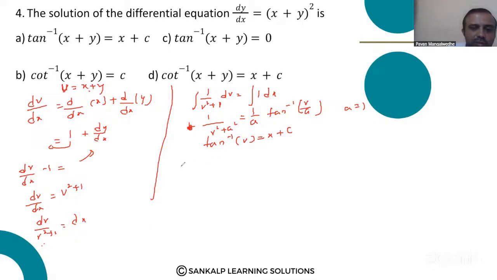Replacing v with x plus y, what will happen? Wherever v is there, substitute it as x plus y, which is equal to x plus c. So option A is the correct answer.